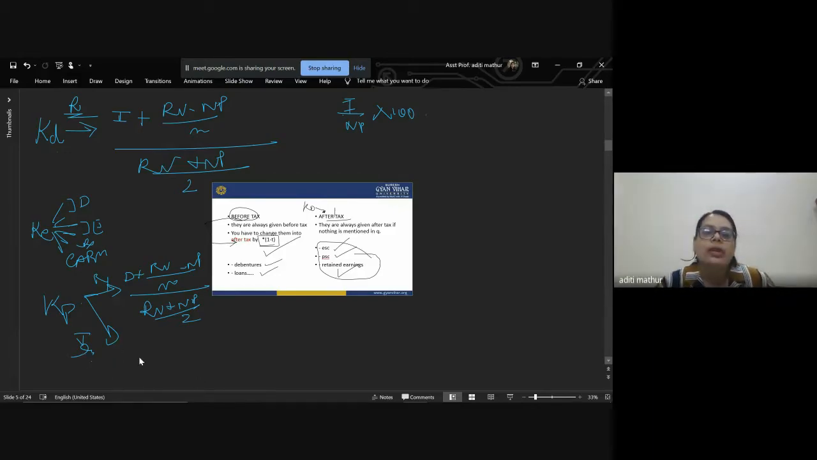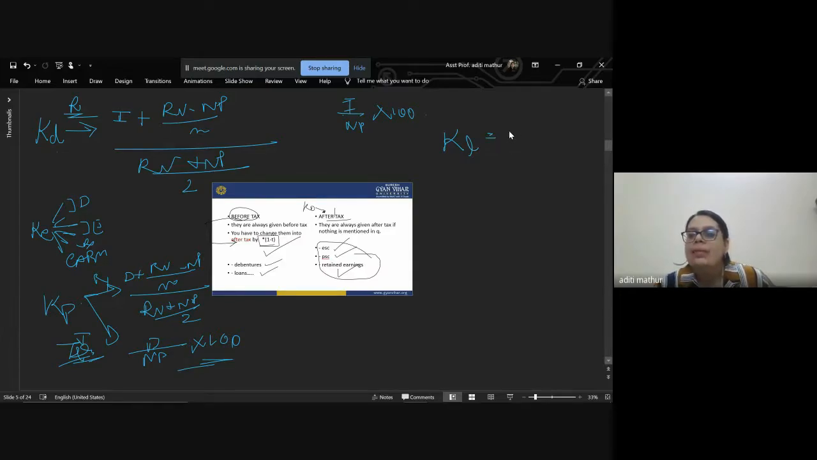In the case of irredeemable, we take the help of D and divide it by NP or MP into 100. Right? Now let us just have a quick recap to calculate the loan.